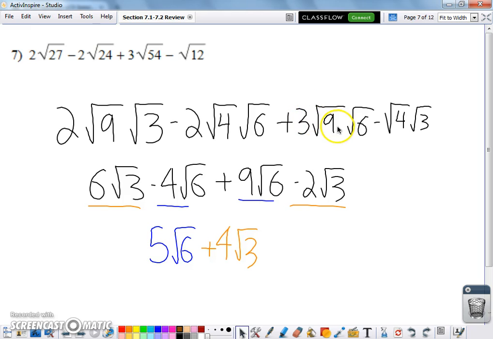Here, 9 and 6 multiply to 54. Again, the square root of 9 is 3. 3 times 3 is 9. And 12 breaks down as root 4 and root 3, breaking down into 2 root 3. And then you simplify your like terms. 6 and negative 2 make a 4. Negative 4 plus 9 is a 5.